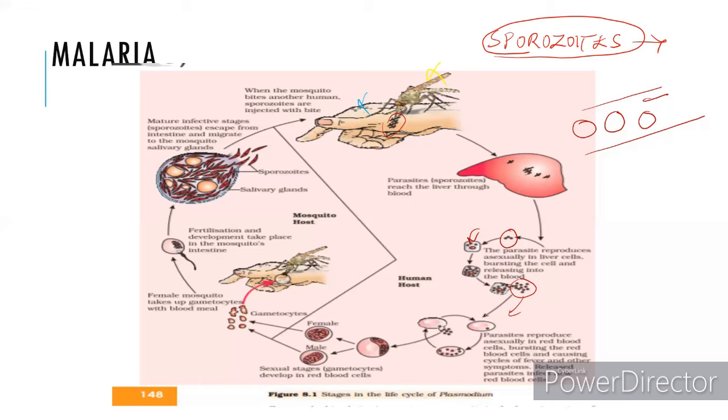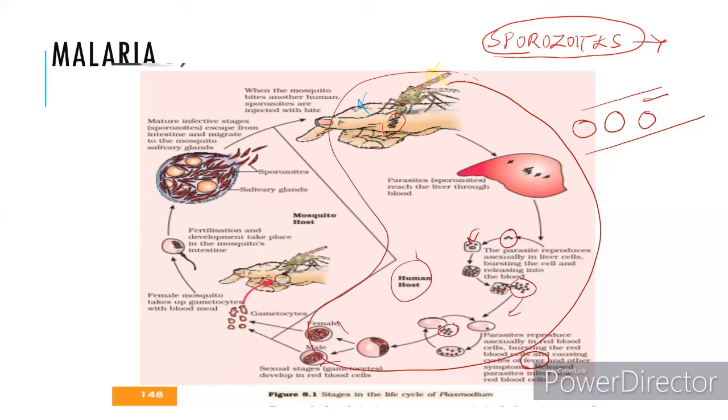When they enter the RBCs, they reproduce asexually as they did in the liver cells, and after that they burst. A compound is released, which is hemozoin. This hemozoin is responsible for fever and chills. Then sexual stages develop in the RBCs, which develop into female and male gametocytes. So the cycle in the human host is complete.